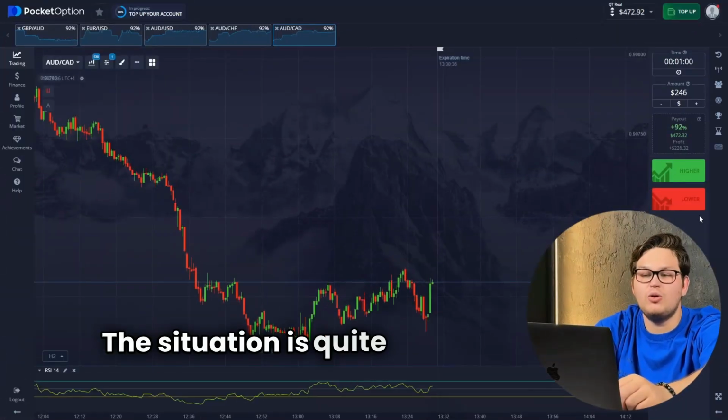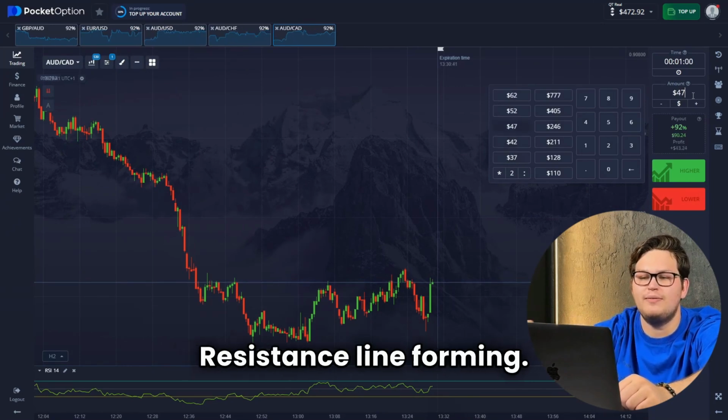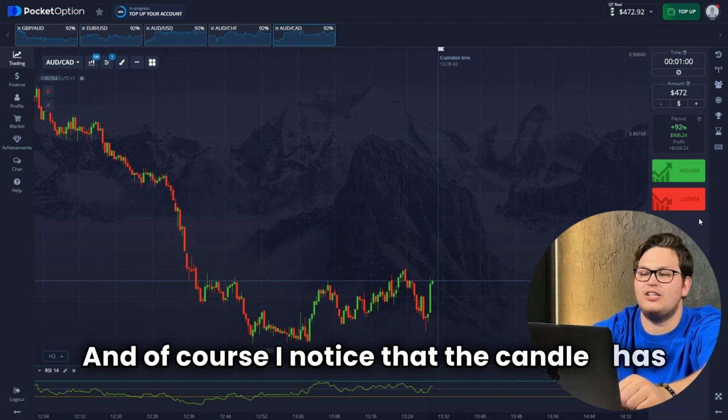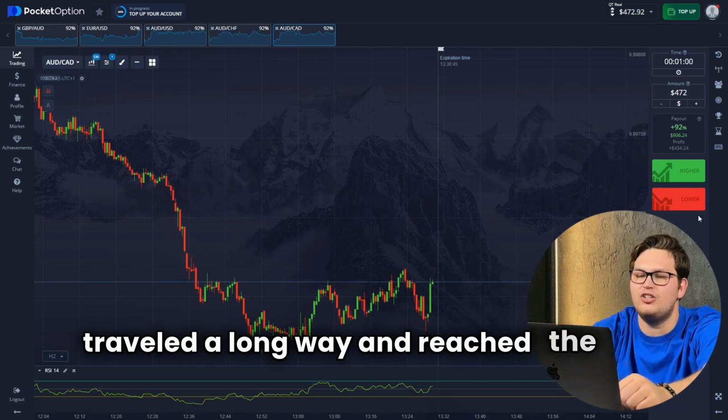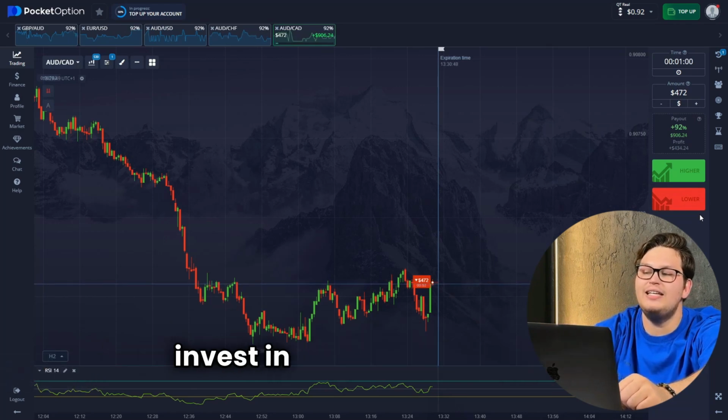The situation is quite interesting. In our new period, I see a resistance line forming. And of course, I noticed that the candle has traveled a long way and reached the new line. Considering the perfect entry point, I invest in a downward trend.